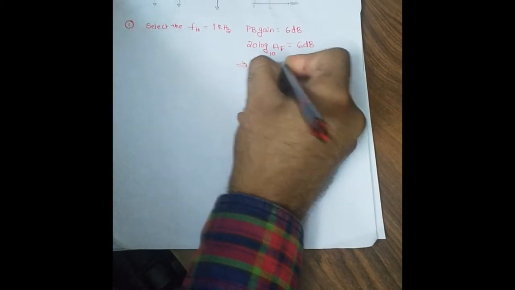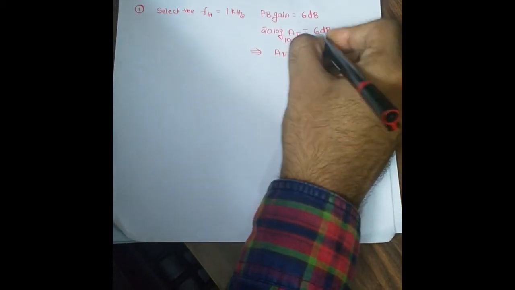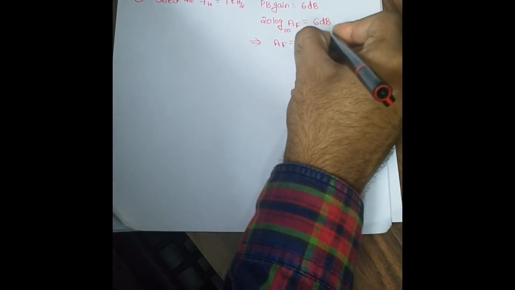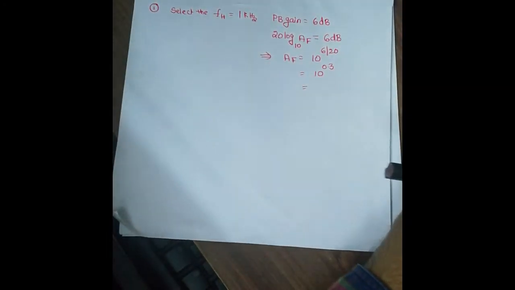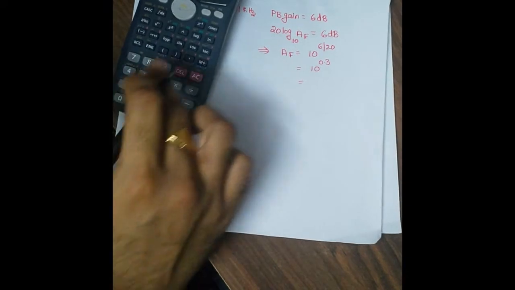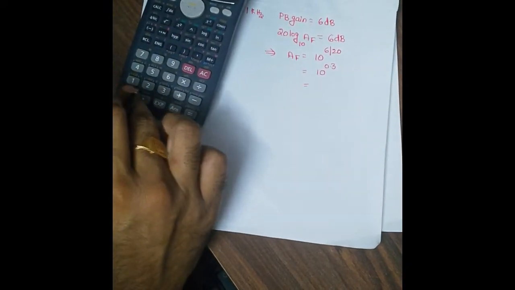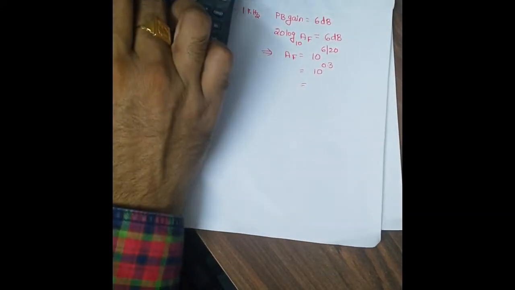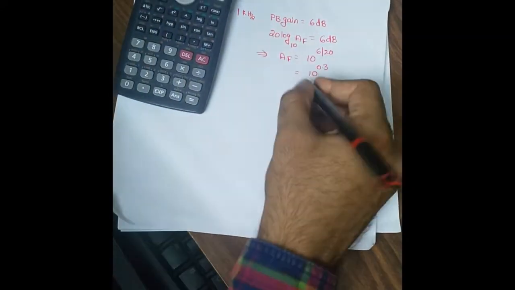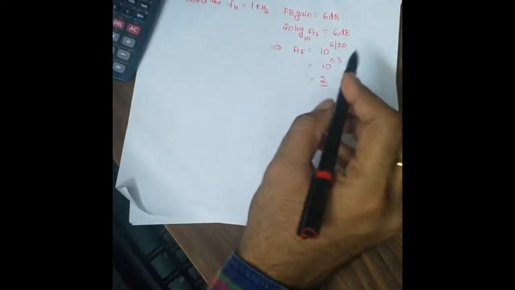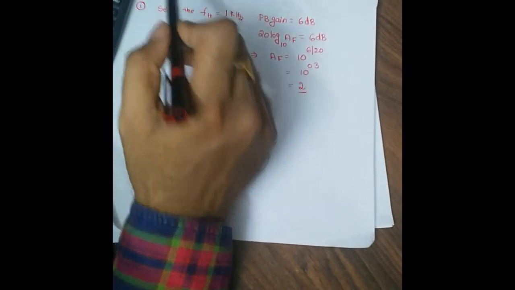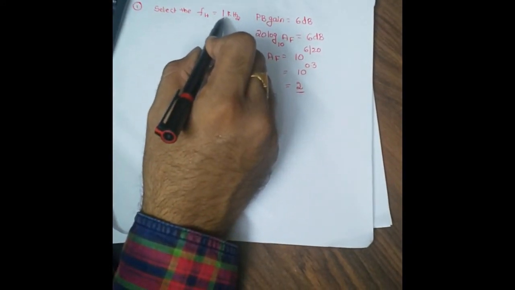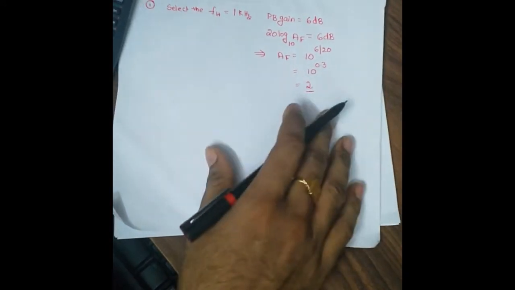That implies the AF value becomes 10 power 6 by 20, which is equal to 10 power 0.3. If you calculate 10 power 0.3, it is equal to 1.995, so approximately I am writing it as 2. So we need to design the particular Butterworth low pass filter having a cutoff frequency of 1 kHz for the corresponding pass band gain of 2.